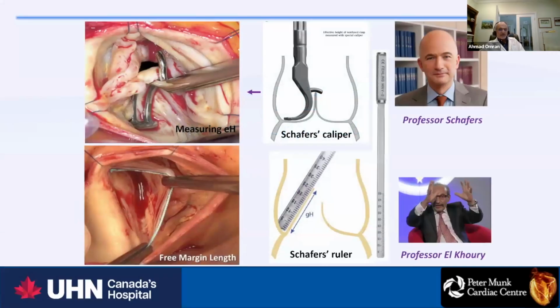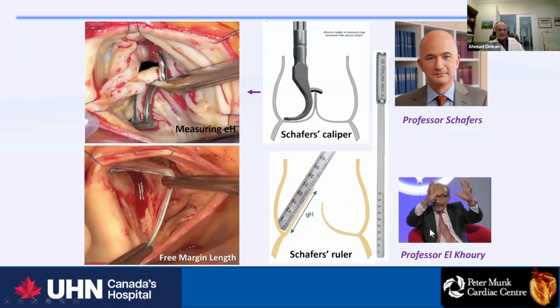The engineering part of the aortic valve repair and the instruments was developed by these two gentlemen, Dr. Schäfers and El-Khoury. El-Khoury from Belgium and Schäfers from Germany. Schäfers developed this instrument to measure the geometric and effective height, and we call it the Schäfers caliper. And we have a roller to measure the geometric height. This is the metal one. We usually have it in every OR where we are doing aortic valve repair. We should have these instruments.